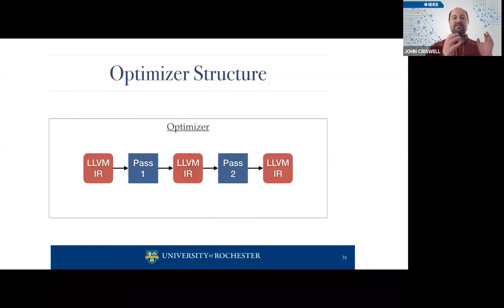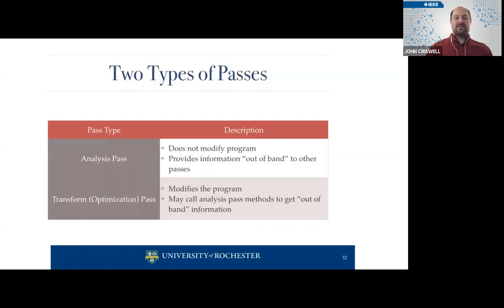Your program is in LLVM-IR form. That LLVM-IR form of your program is the hot potato. It's given to each pass. Each pass transforms the potato, transforms the program, and then hands it off to the next pass, right? And so at the end, you get a final LLVM-IR, which represents the program that's going to be translated to native code. Now, there's two types of passes.